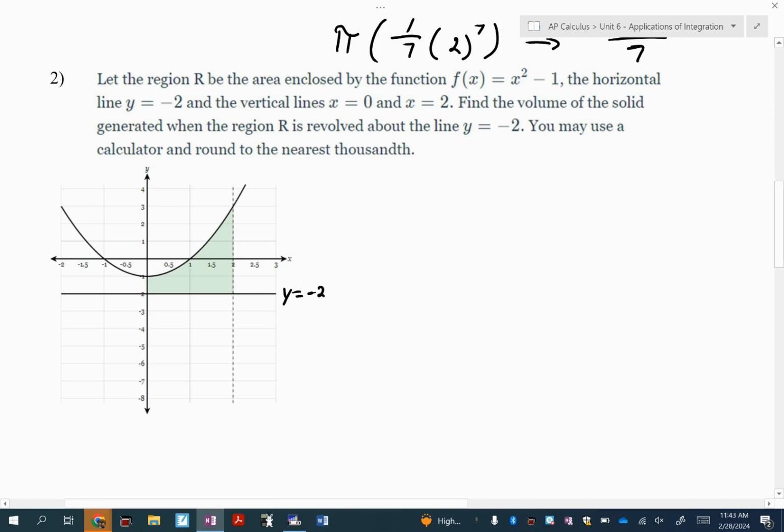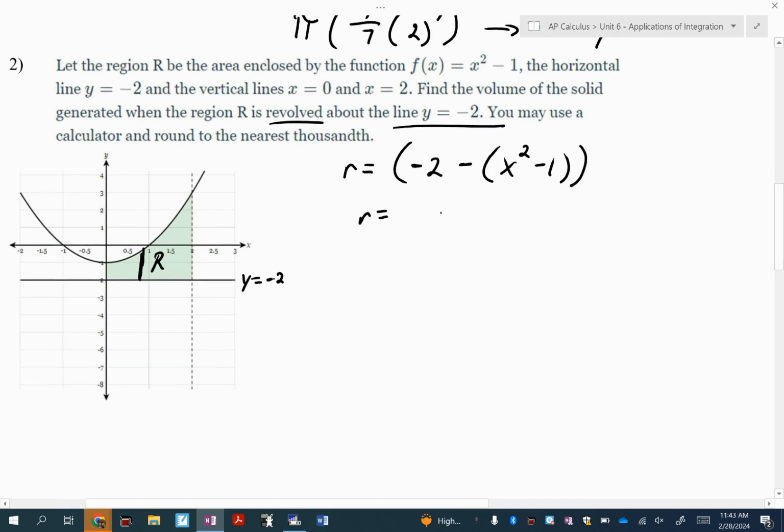y equals -2. It's always going to say it in the problem as well, right? So you've got this region R that's being revolved around y equals -2. So to find my little r radius, it's the distance from the axis of revolution, which is -2, minus my function. So this distance here. And what is my function in this case? Notice the parentheses I put, because we are subtracting the whole thing. So if we clean that up, that's going to be -x squared. And then what is -2 minus -1? -1. It is -1. So this is my radius.